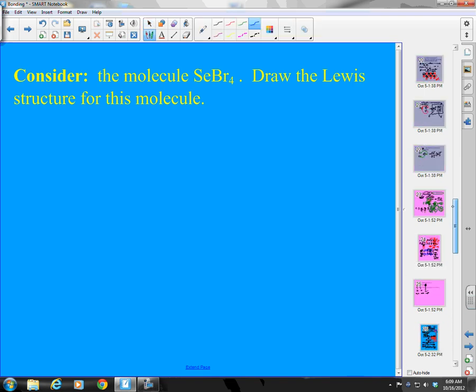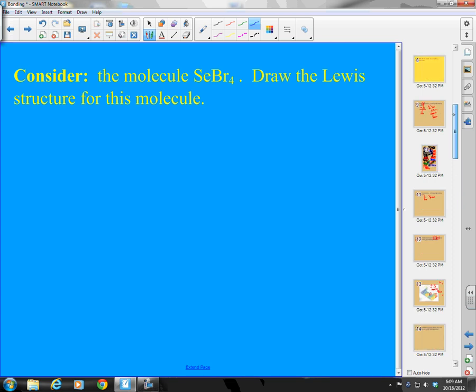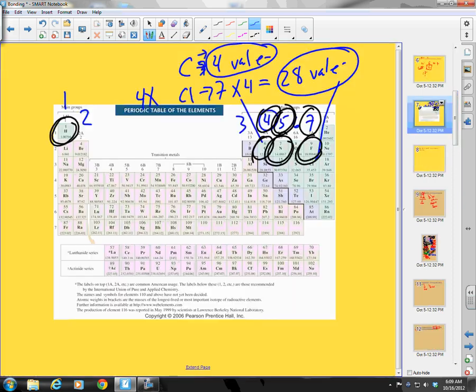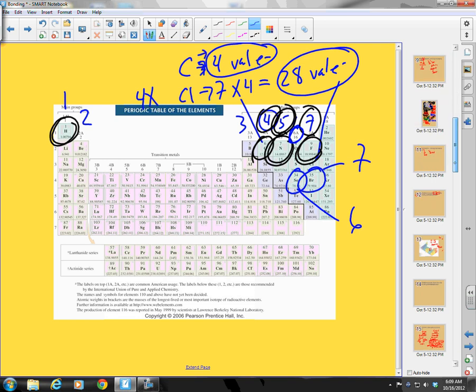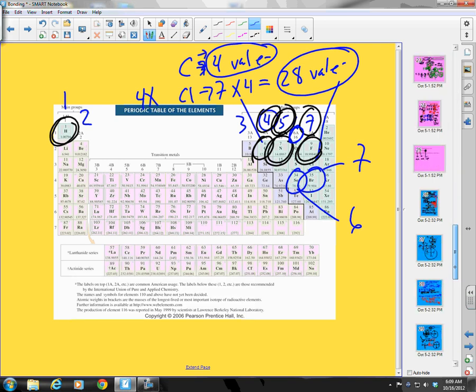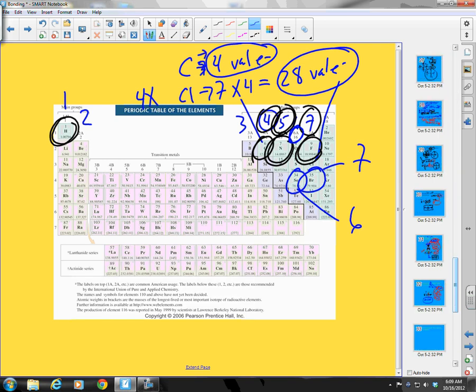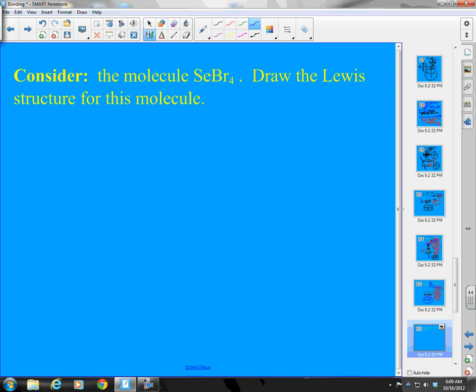Selenium tetrabromide. Let's go up here and look at our periodic table. Here's bromine. How many valence electrons? 7. Selenium. How many valence electrons? 6. Okay, 7 and 6, going down the elevator. Good. So we have 7 here and 6 there.